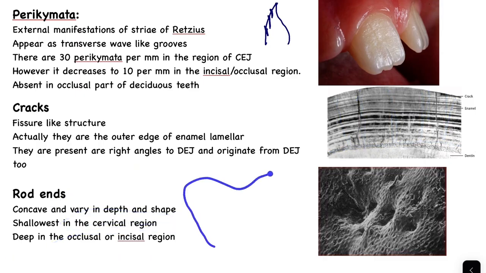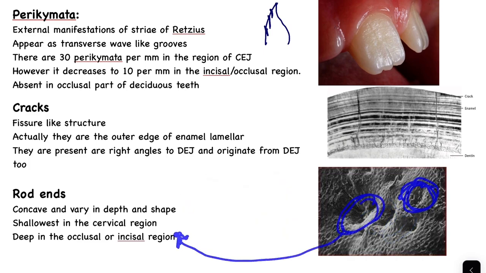So if this is a tooth and my rod is ending over here, it will end kind of like this in this shape. Okay, it will show a concavity. So this concavity appears kind of like a pit in the microstructure. So let's just say that this appears like a very shallow rod end, and this is a very deep rod end. So the deep ones will be present in the incisal region, and the shallow ones will be present in the cervical region. Okay.